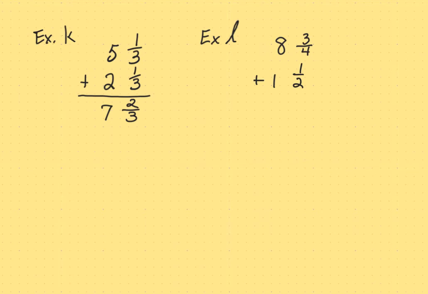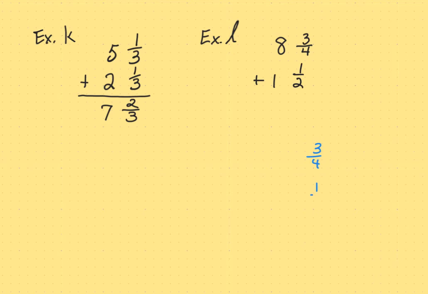Moving on to example L. 8 3/4 plus 1 1/2. If you don't start with common denominators, you better be finding them though, because we could go ahead and add 8 plus 1 to give us 9, but we cannot yet add the 3/4 and the 1/2. So we're going to have to do a little bit of work.